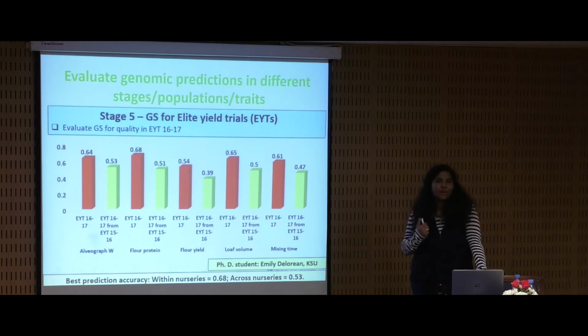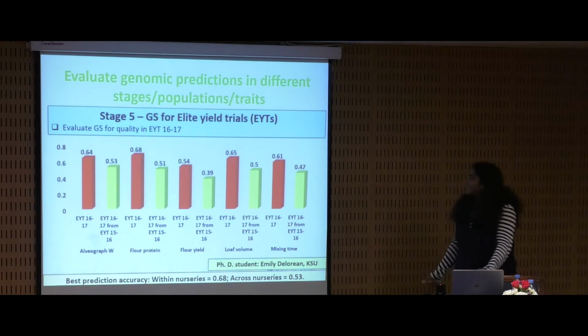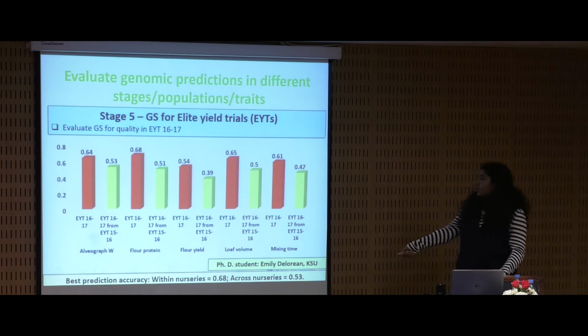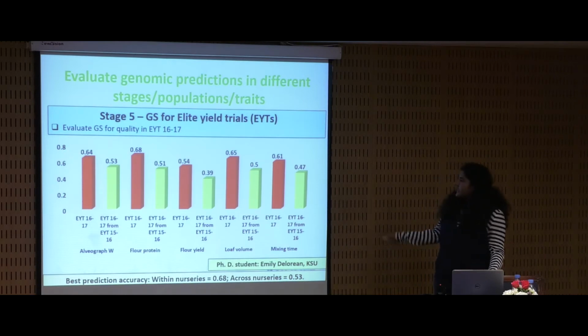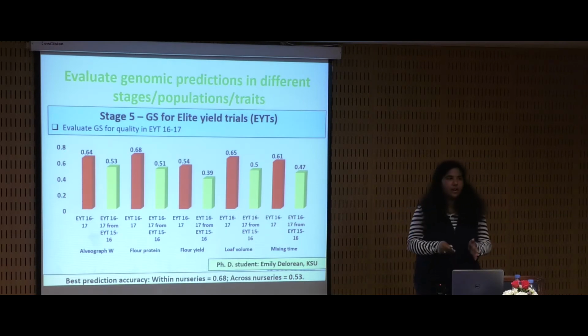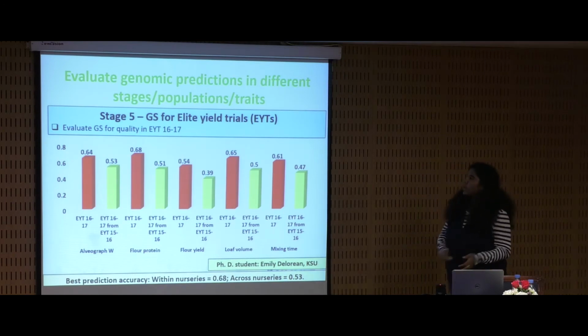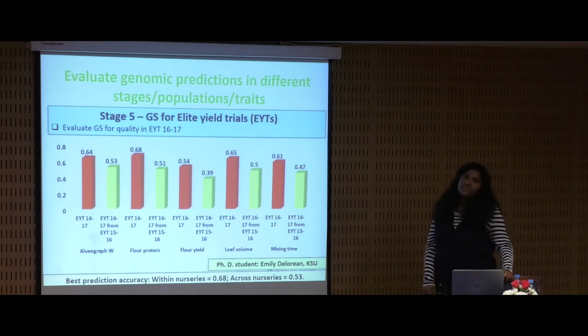And so moving on to the last section of my presentation. We do GS for quality traits as well. And this is really very interesting, because when you look at these different quality traits, the alveograph, flour protein, flour yield, loaf volume, or mixing time, you can see the red ones are always within-nursery cross-validation accuracies, and the green ones are across-nursery accuracies. And as you can see, quality is very well predicted using our marker system. Even across nurseries, you get very good accuracies for quality. So this is really promising, and a PhD student from Jesse's lab, Emily, is working on these quality predictions.